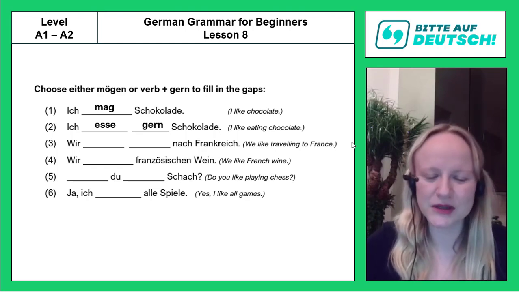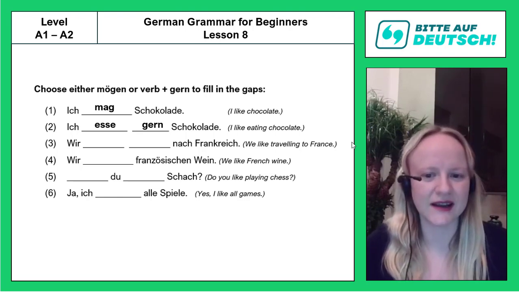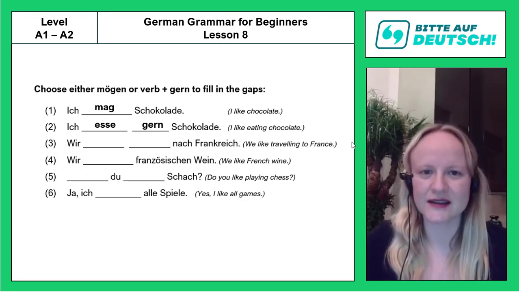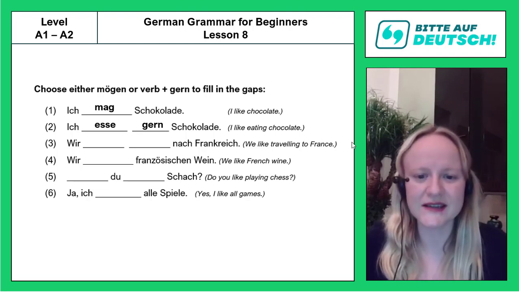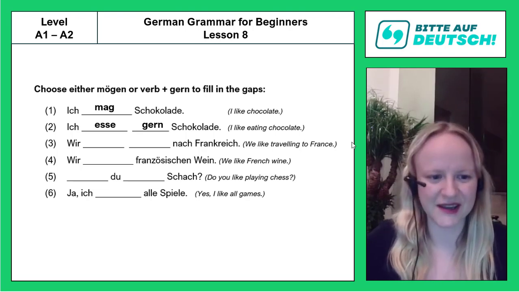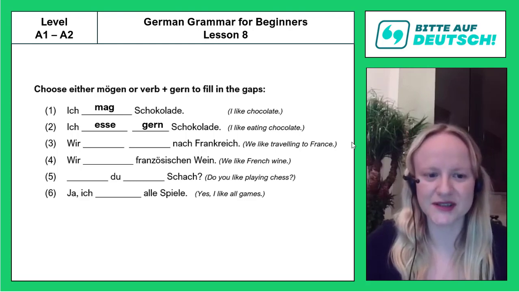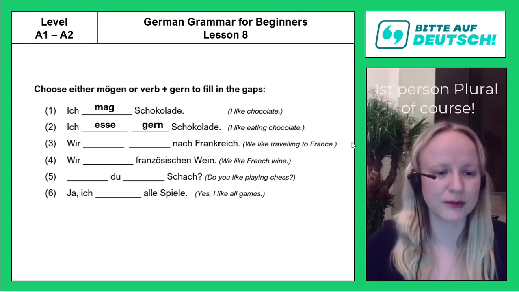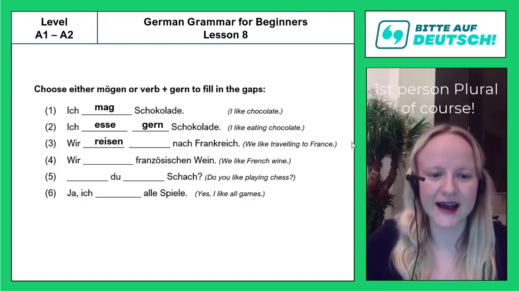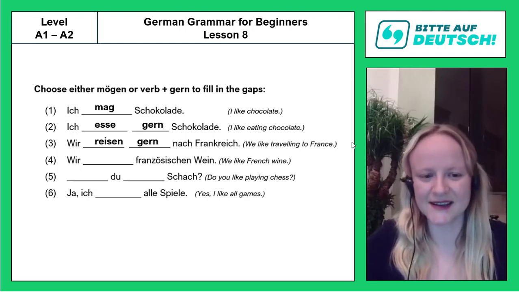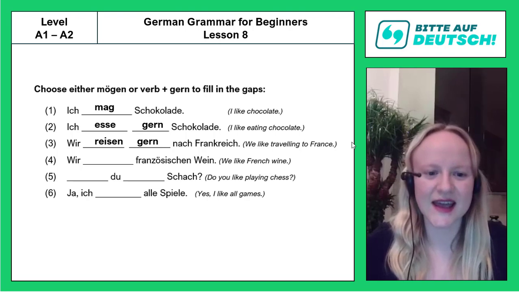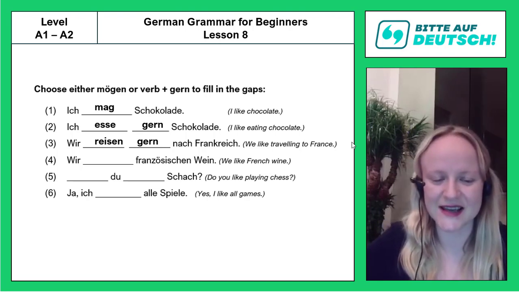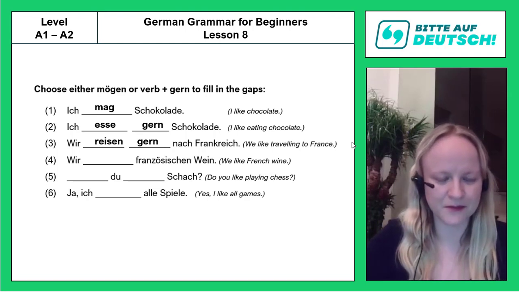Sentence number 3, we want to say we like traveling to France. Here again it is an activity that we like. What activity is it? What verb do we need? To travel. Okay, and we need to conjugate it for first person plural wir. Therefore we will say Wir reisen gern nach Frankreich. It is the activity of traveling that we enjoy.